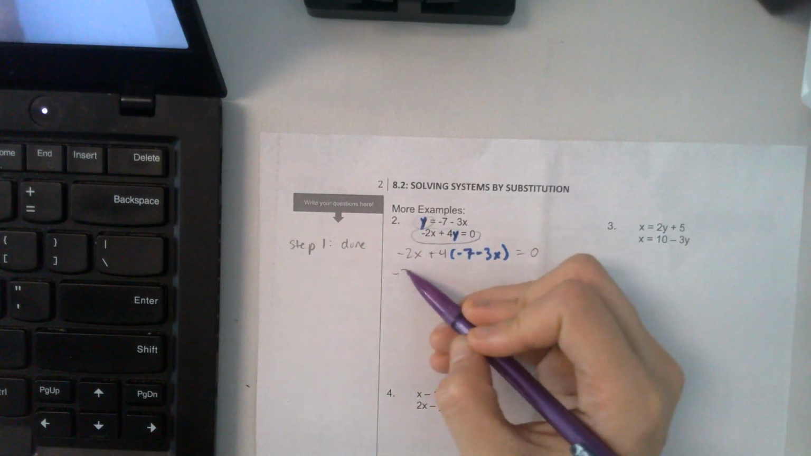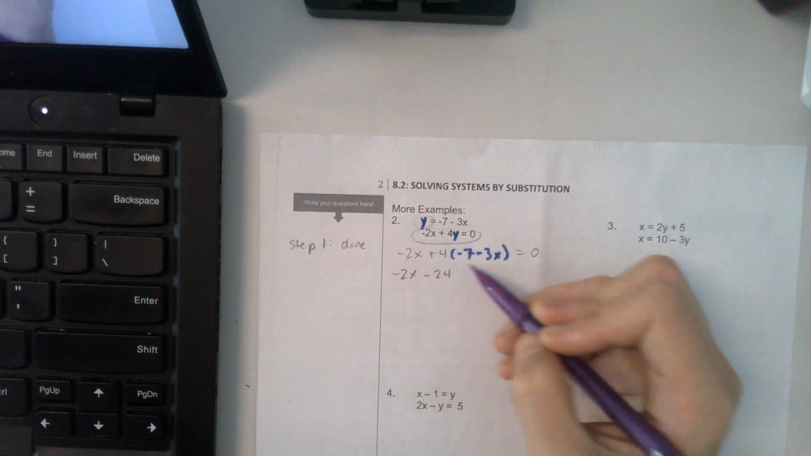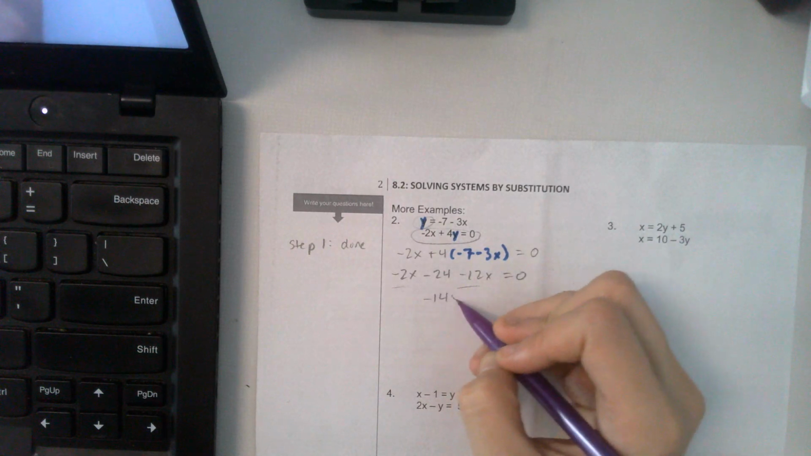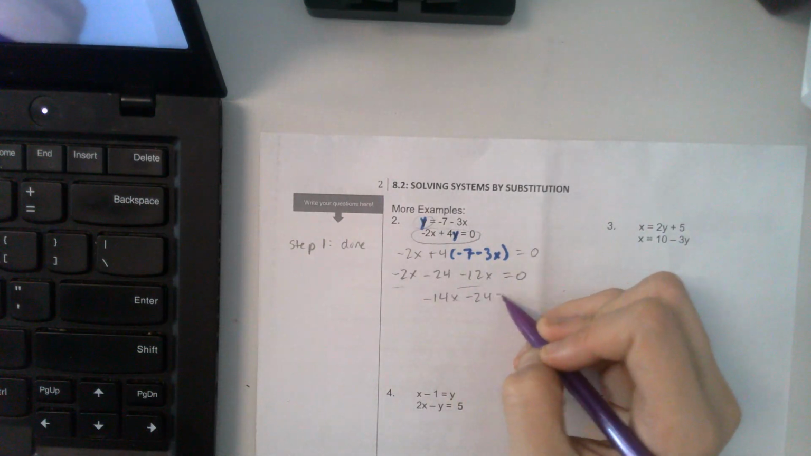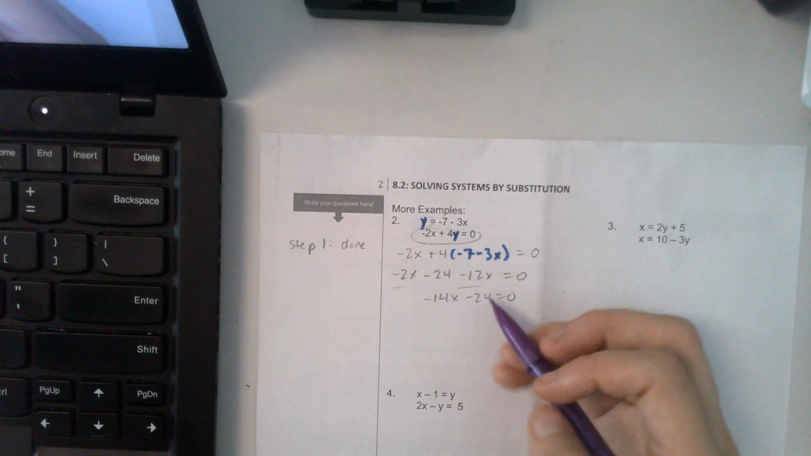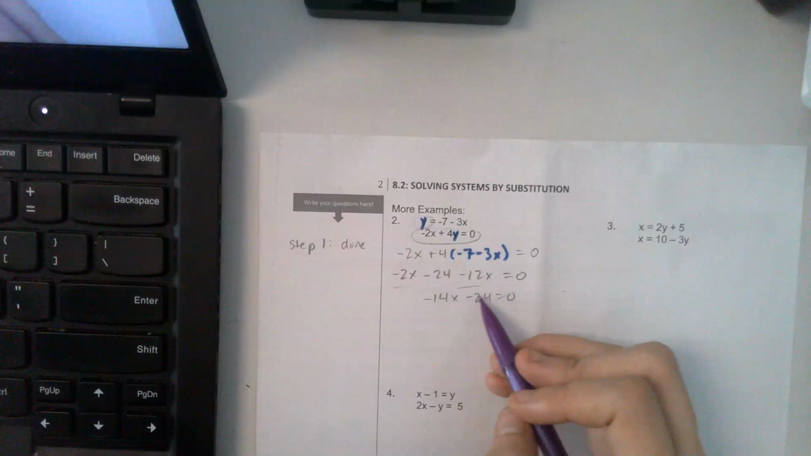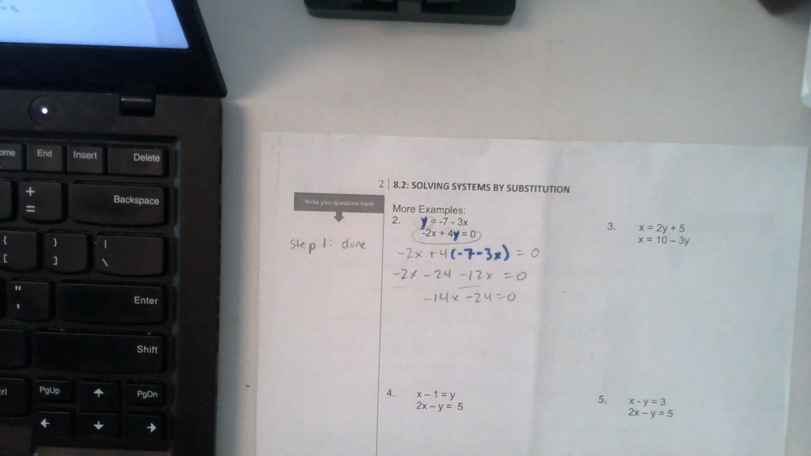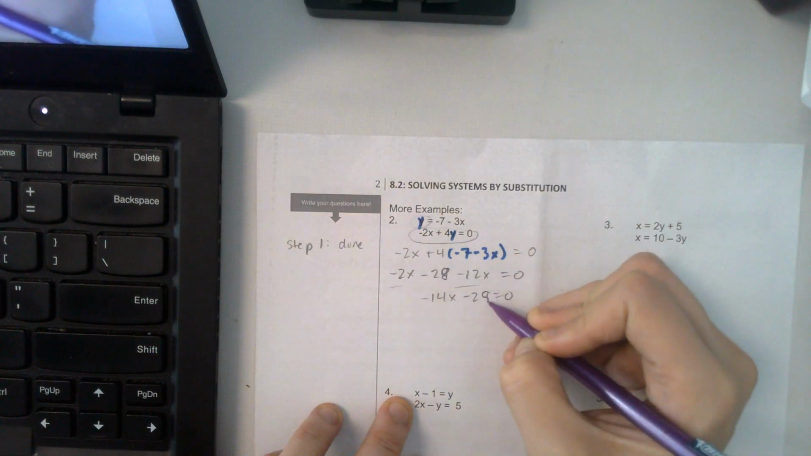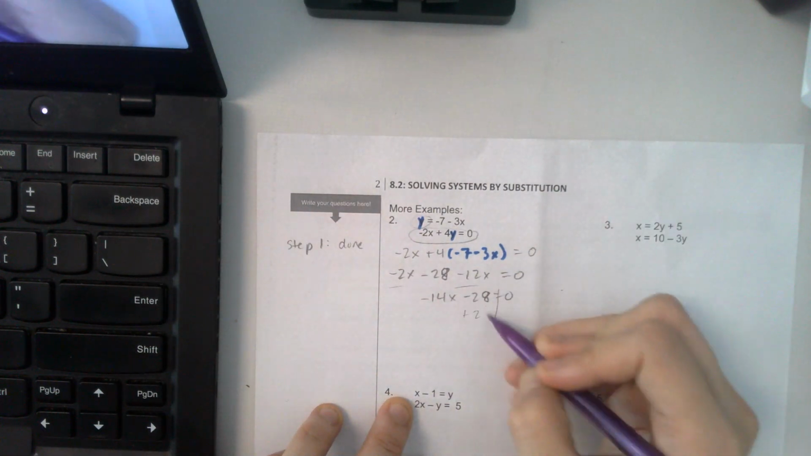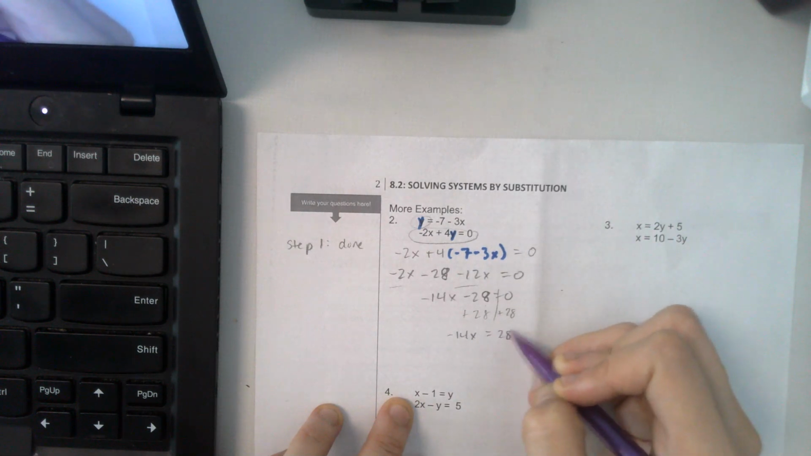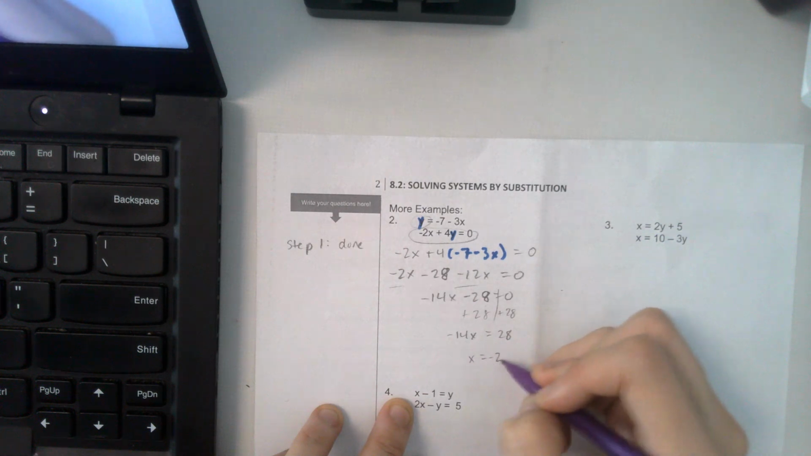So we just had this equation and we just replaced it with the y. So we have negative 2x minus 28 minus 12x equals 0. We combine our like terms, negative 14x minus 28 equals 0. We add 28 to both sides. Wait 1 second, this is a 28, my bad. Negative 14x equals 28. So we get x equals negative 2.